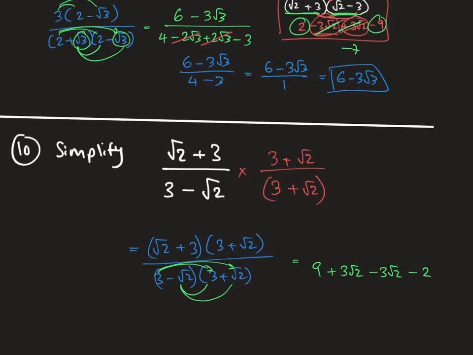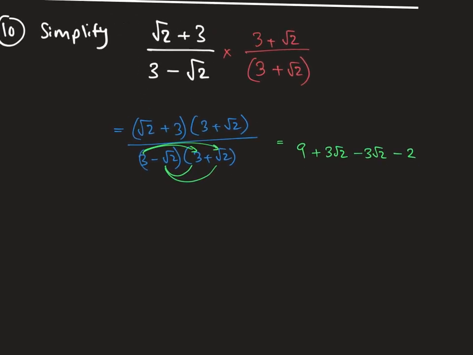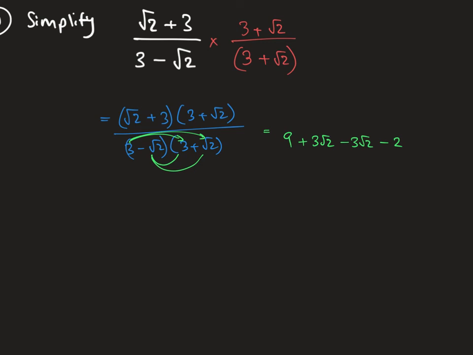So again, just like we did on the previous question, on the top here I'm going to have root 2 times 3 gives us 3 root 2, and root 2 times root 2 will actually give us 2, and then 3 times 3 will give us 9, and 3 times root 2 will give us 3 root 2. And again, this simplifies nice and easy. We've got 3 root 2's plus 3 root 2's will give us 6 root 2's on the top, and 2 plus 9 will give us 11.